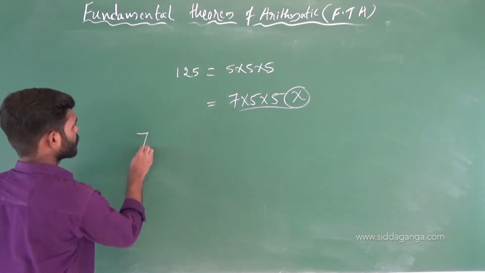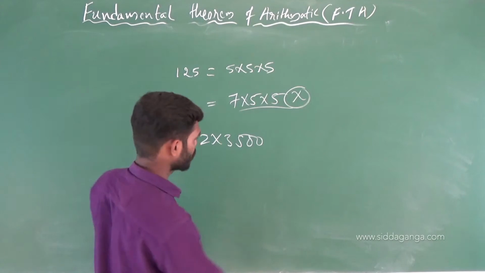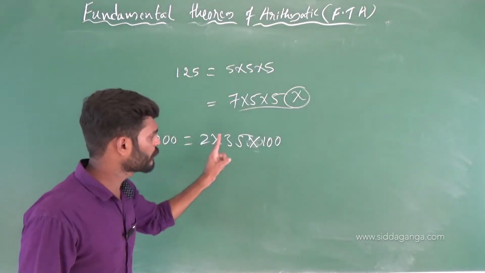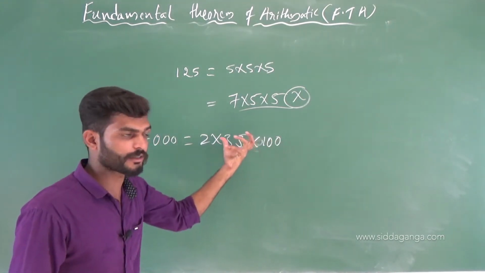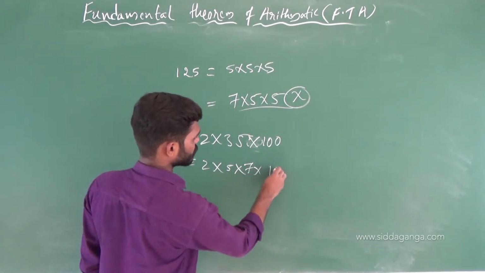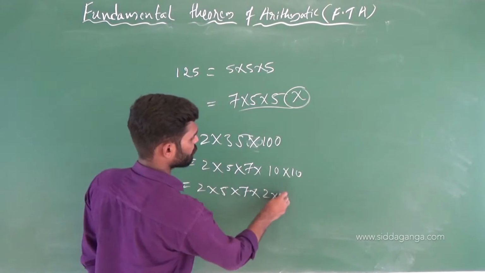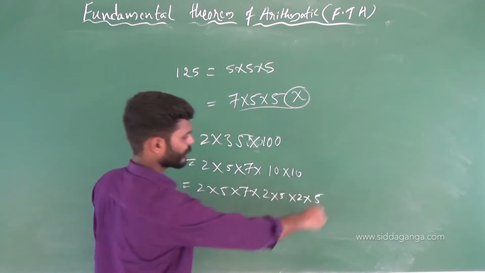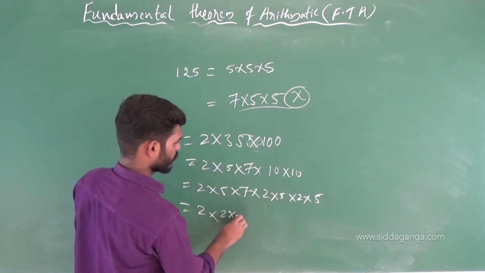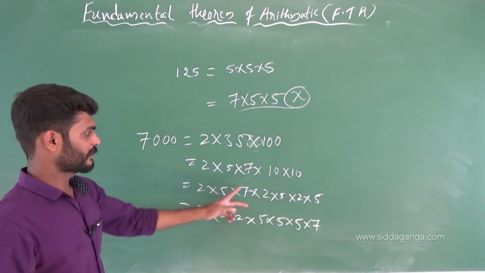Following? Take 7000. 2 into 3500, correct? Now into 100. What are these? Only factors, prime and composite, therefore only factors. Now 2 into 5 into 7 into 2 into 5 into 10 into 10; 2 into 5 gives 10, 2 into 5 gives 10. Following? Now I write in order: 2, 2, 2, 5, 5, 5, 7, right?